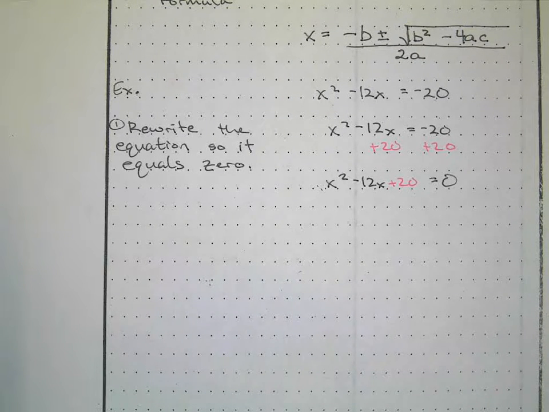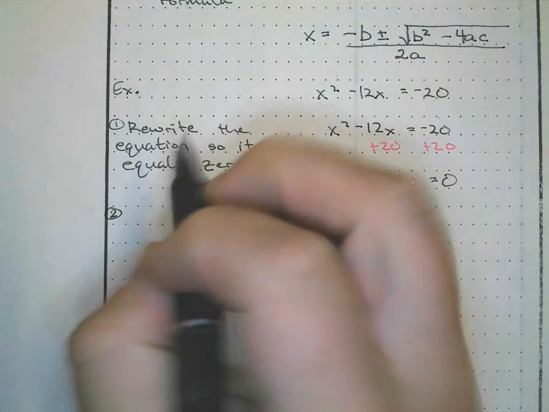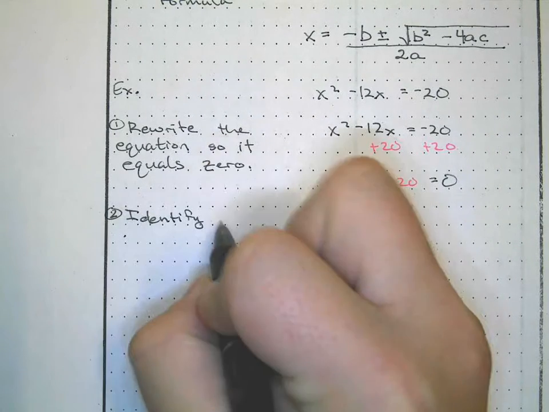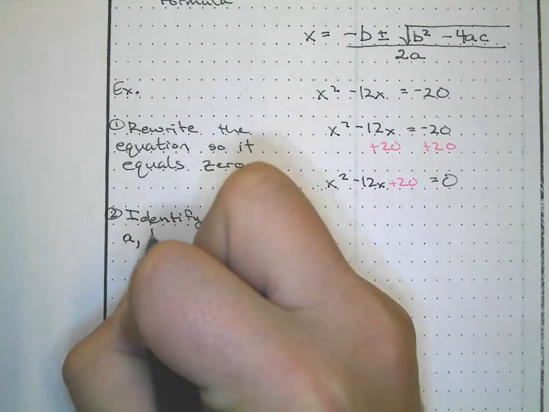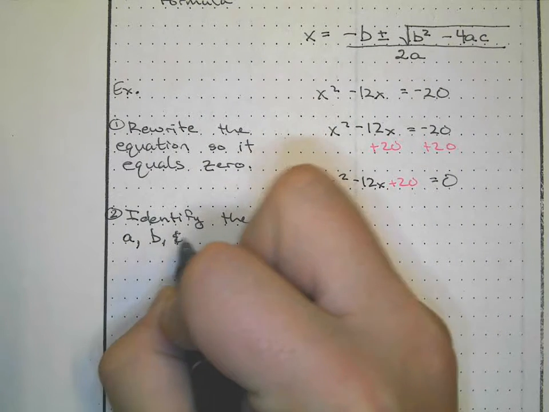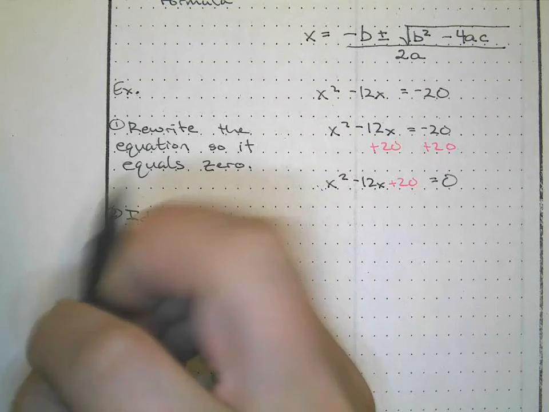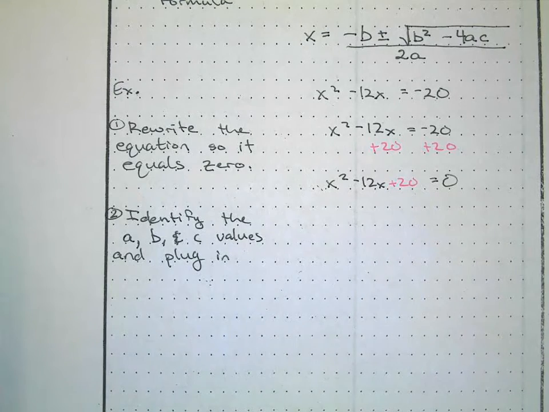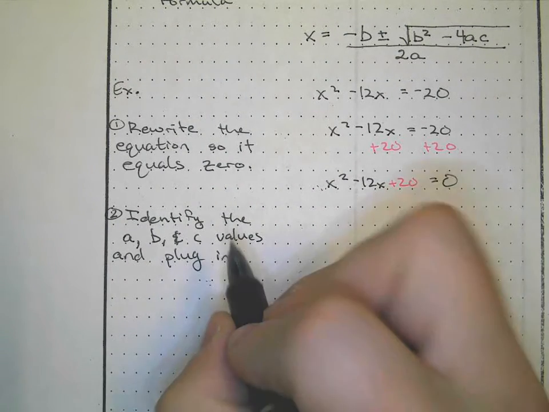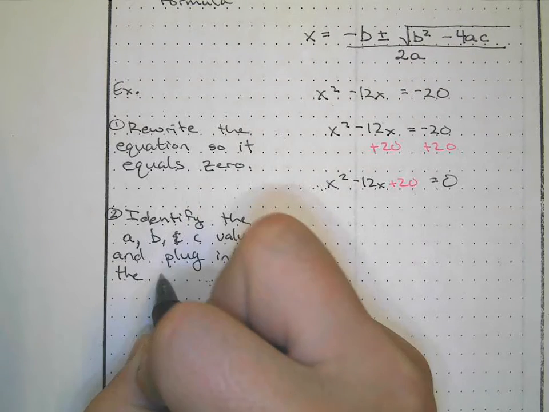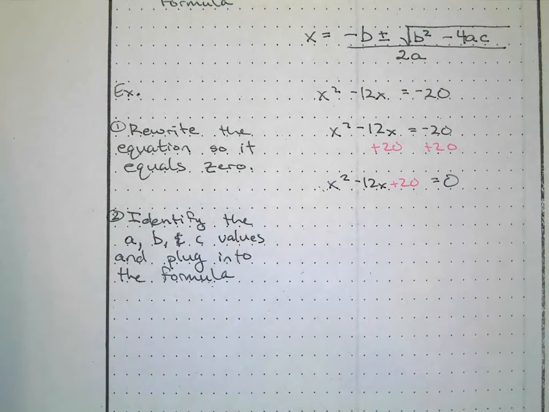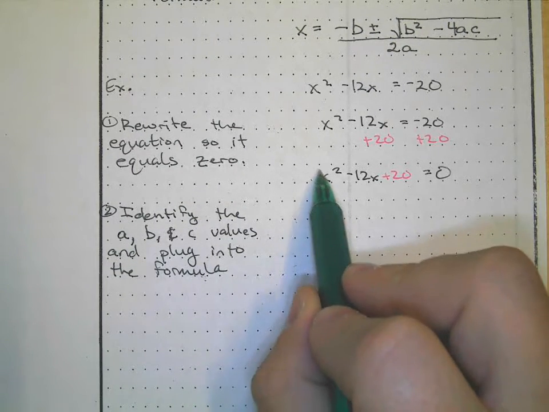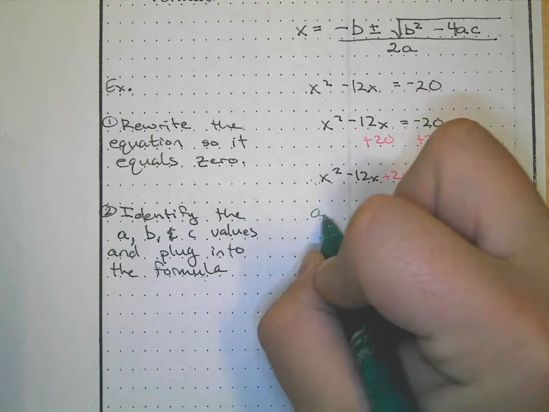Step 2. Identify the a, b, and c values and plug into the formula. So let's identify our a, b, and c values. What's the number in front of x squared? Well, it's that hidden 1.